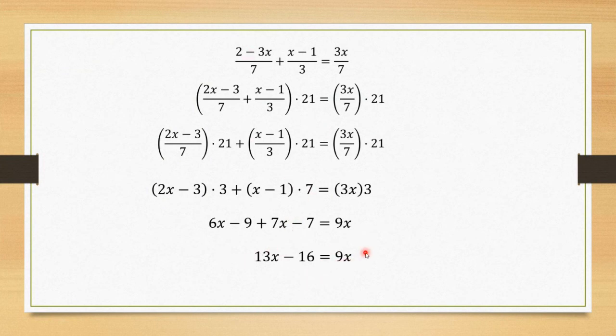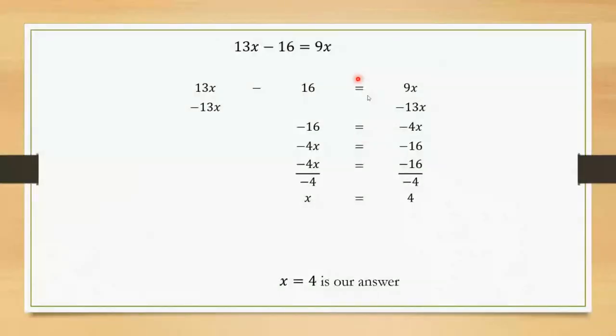Okay. And then again, same story. You want to get x all alone. Okay, so I subtracted 13x. I probably could have subtracted 9x, but it's okay. Either way, we get x all alone on one side. Okay. And then we end up getting x is 4. So 4 is our answer.